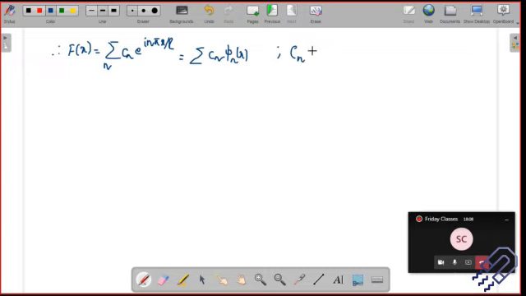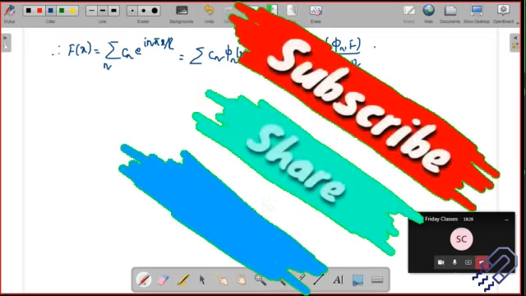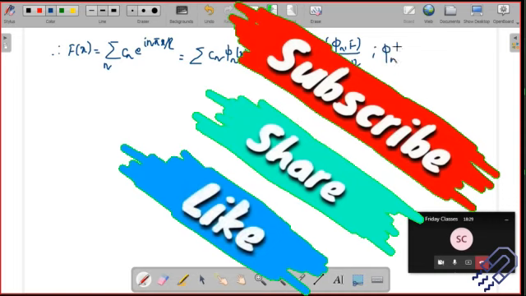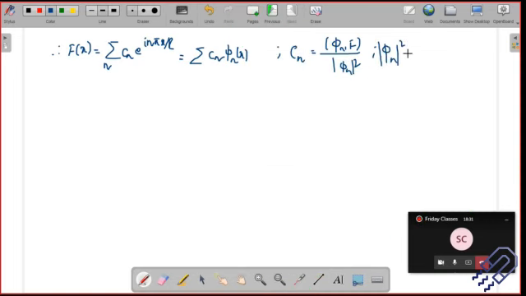We've seen this in the first class of Fourier series. This Cn can be found in this way: the inner product of phi n and f divided by the inner product of phi n with itself. So let's try to find out what is my f and what is the function. You can easily do it; I've already done it a number of times. So phi n square, if you're considering the limit from minus l to plus l. We are not saying minus to plus infinity; as soon as you do that, we are going into the Fourier transform.